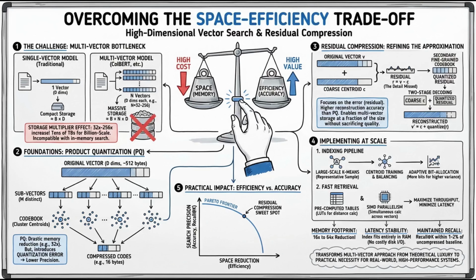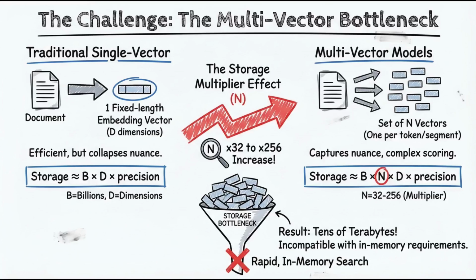Let's get started. When we talk about traditional search methods, they usually represent an entire document as a single fixed-length vector. While this is efficient, it forces us to collapse all the nuance of a document into one spot. Multi-vector models solve this by creating a collection of embeddings for a single document, one for every token or segment. This allows for much more sophisticated, late interaction scoring.